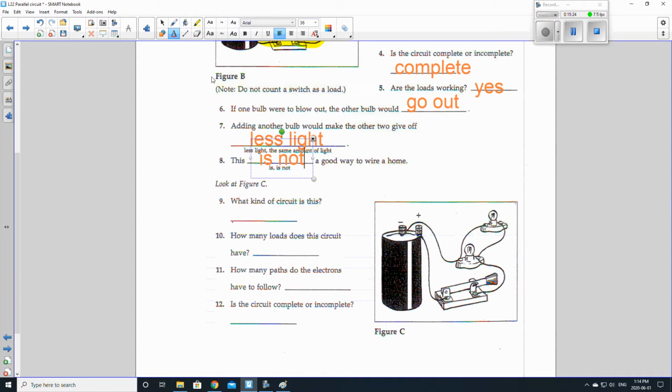Okay, let's take a look at this one here. What kind of circuit is this one here? Okay, let's just trace this. So it exits from the negative over here, I think. Yeah, so let's just go this way.